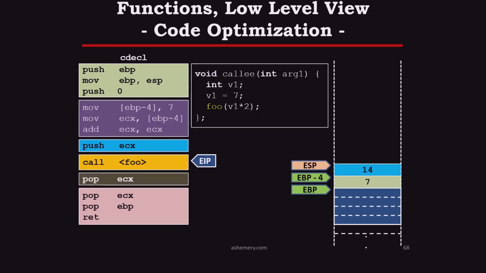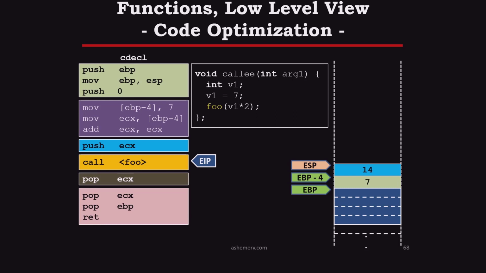Let's start. If you look here, the void callee takes one argument, integer arg1, and here we are defining one variable of type integer, v1 equals 7. Then when we want to call foo, we want to send double that value. So let's look at the code. We push EBP, move EBP, ESP, and now we push the value 0 because we want to create the variable in the stack. That variable at the beginning is not really going to be 0, but let's just think of it like that. At the beginning it has no value, so it's going to be 0 for the local variable.